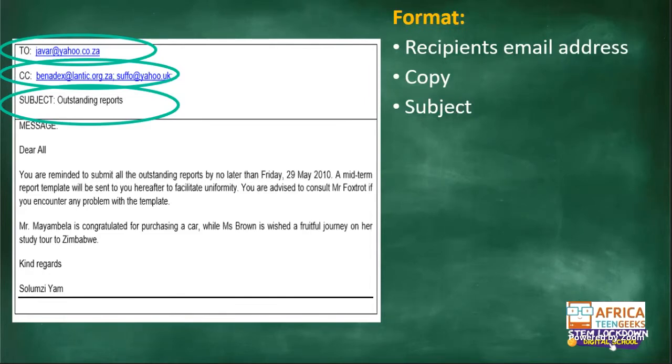Dear all, you are reminded to submit all the outstanding reports by no later than Friday, 29 May 2010. A midterm report template will be sent to you hereafter to facilitate uniformity. You are advised to consult Mr. Fox Chocks if you encounter any problems with the template. Mr. Mayambela is congratulated for purchasing a new car, while Mrs. Brown is wished a fruitful journey on her study tour to Zimbabwe. Kind regards, Solumzi Yam.